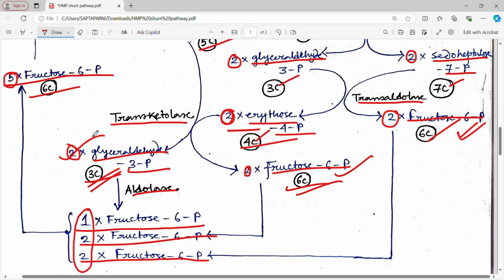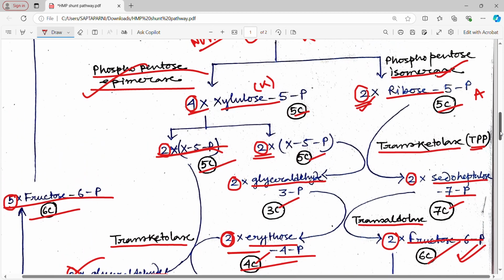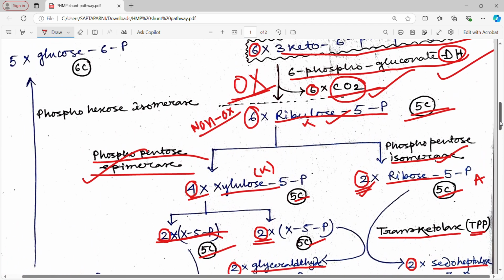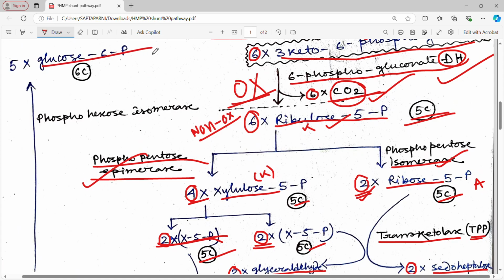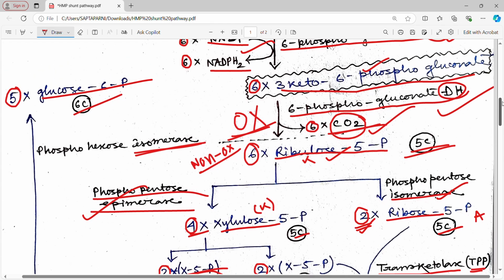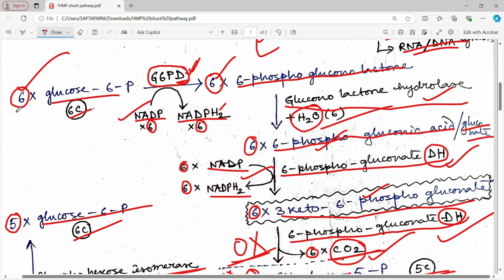Fructose 6-phosphate are all 6 carbon containing molecules. Now from this fructose 6-phosphate we can get glucose 6-phosphate. It is also a reversal reaction of glycolysis where the phosphohexose isomerase enzyme helps in this reaction. So from 5 fructose 6-phosphate we can get 5 molecules of glucose 6-phosphate. Glucose 6-phosphate are obviously 6 carbon containing compounds. So overall we can see that we started with 6 glucose 6-phosphate and at the end of the reaction we are getting 5 glucose 6-phosphate.